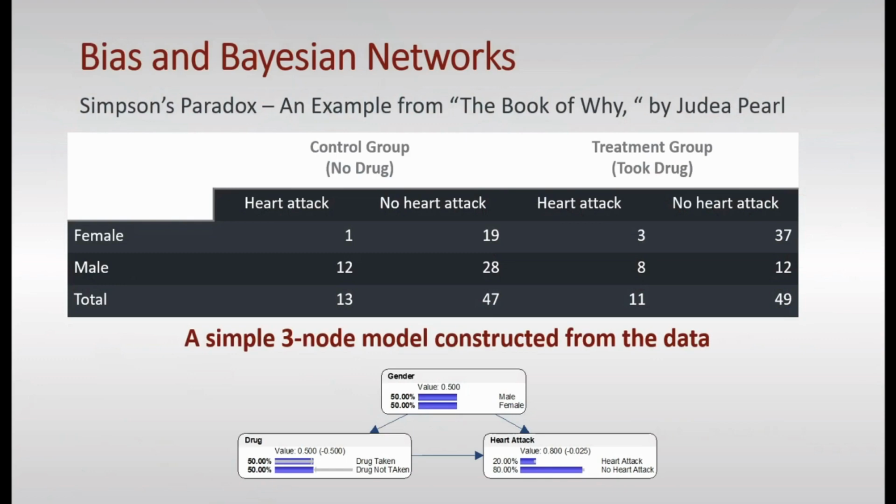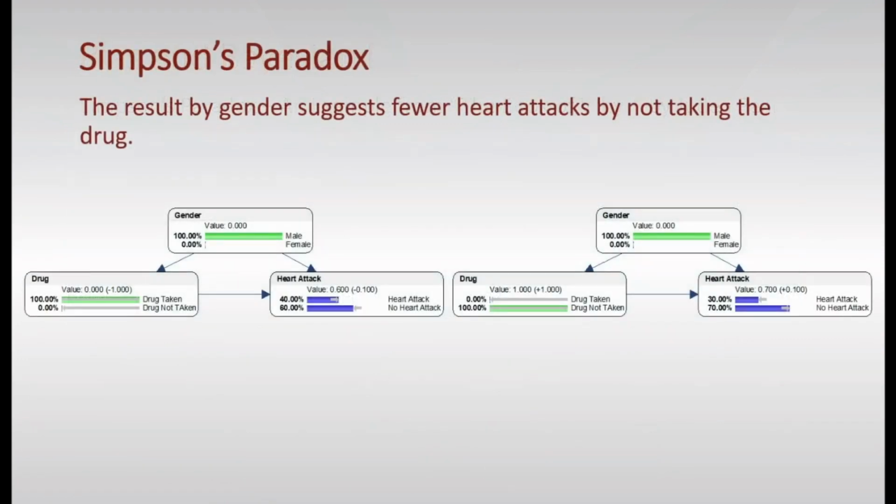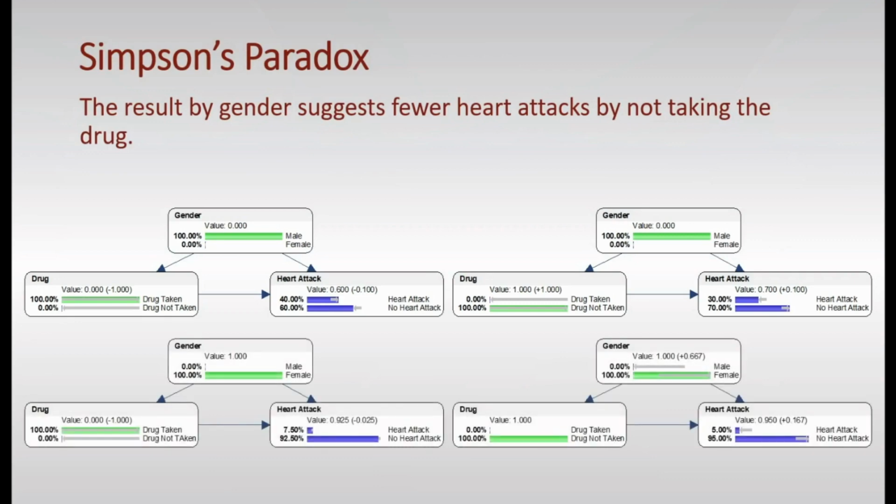When you analyze this model, the results by gender will suggest that you see fewer heart attacks by not taking the drug. If you look at males, when the drug is taken, you have a 40% chance of a heart attack. When the drug is not taken, you have a 30% chance. When you observe females, you see a similar effect: when the drug is taken, you have a 7.5% chance of a heart attack, and when the drug is not taken, you have a 5% chance. So this is the beginning of what we see with Simpson's paradox.